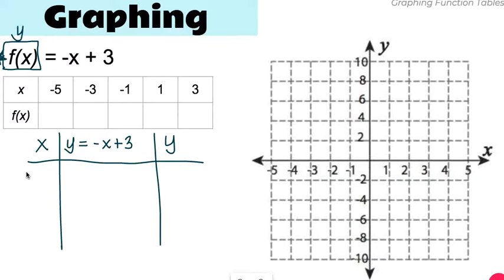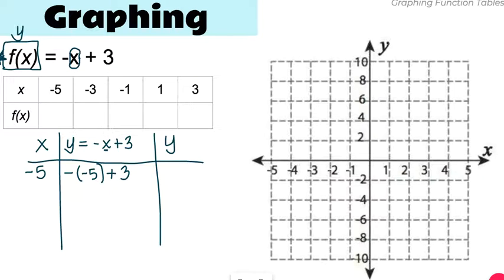So they give me x's. My first x is -5. We'll substitute into the equation. Remember, the x is getting replaced. So this negative sign on the outside stays on the outside, and instead of an x, I'm going to put -5.